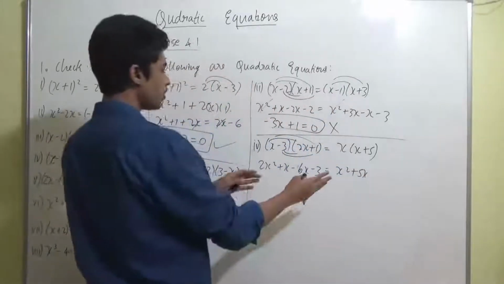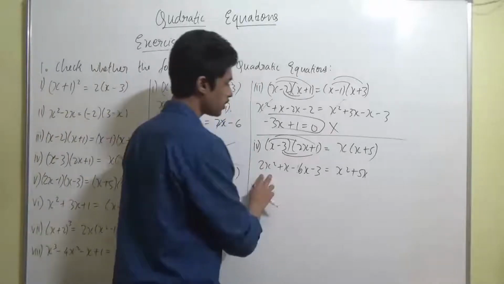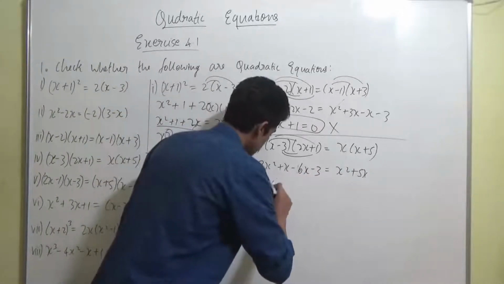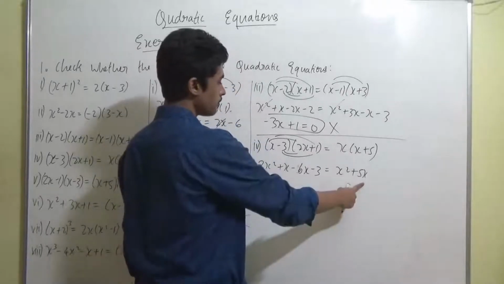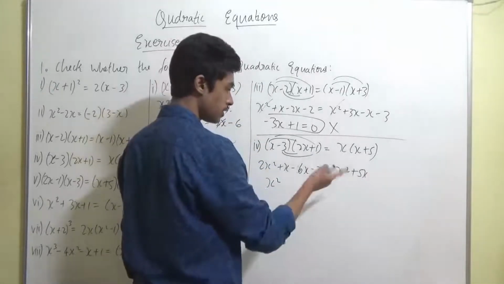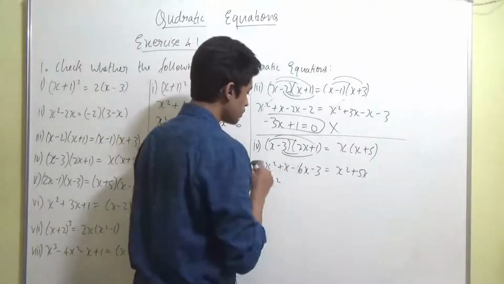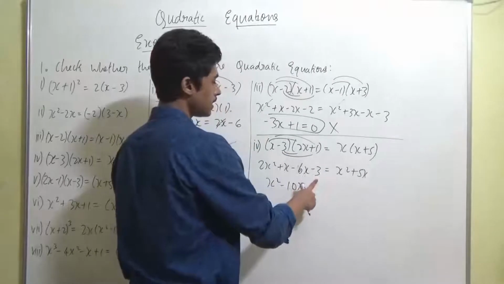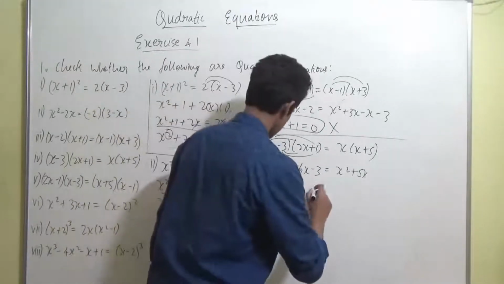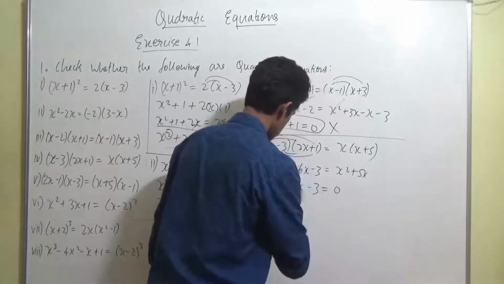Right, now I'll bring all the terms towards LHS. So this is going to become 2x square minus x square, which will remain as x square. Then the plus 5x, when it comes to LHS, will become minus 5x. So it finally will become minus 10x. Minus 3 is going to be here itself, equal to 0. So this will be the final equation.